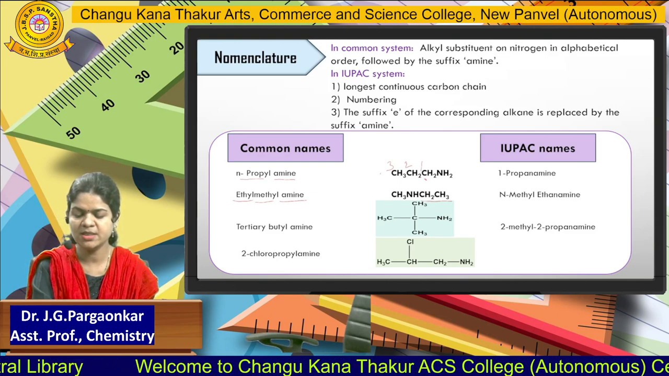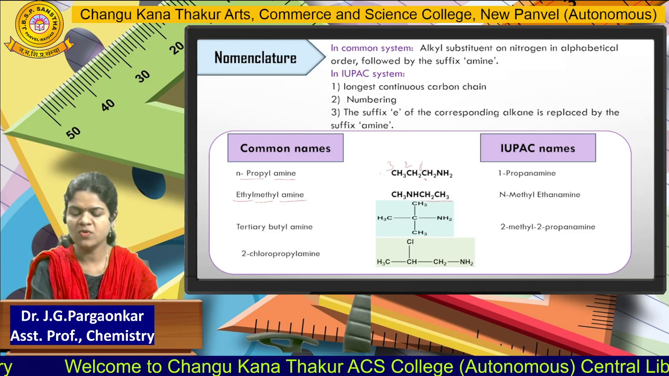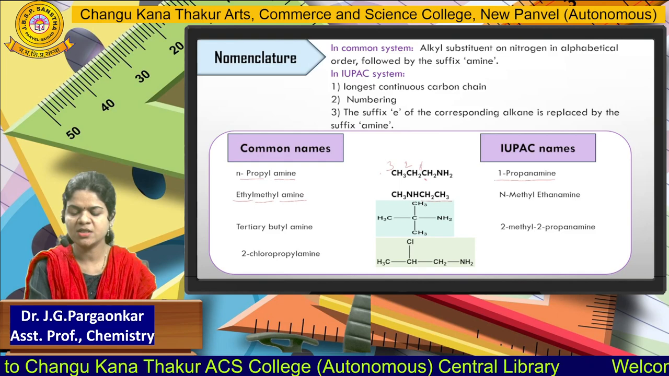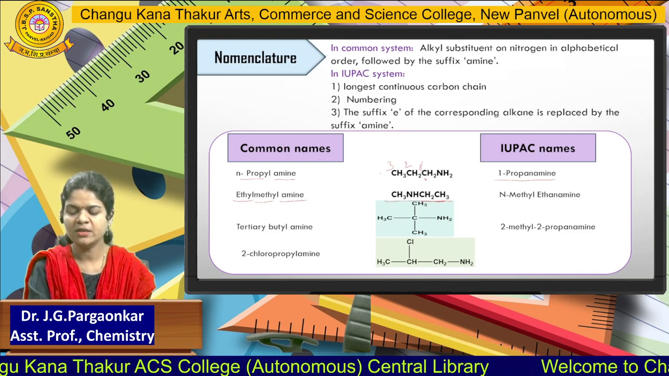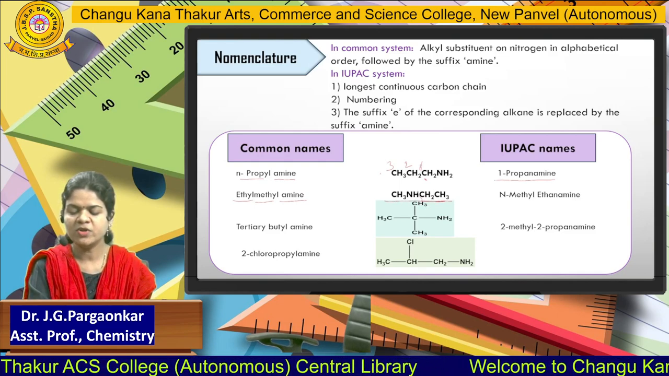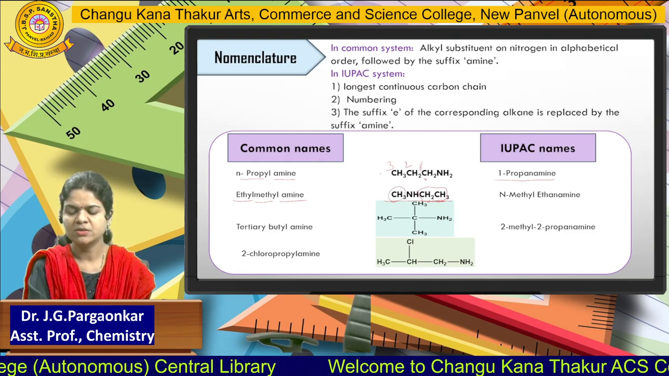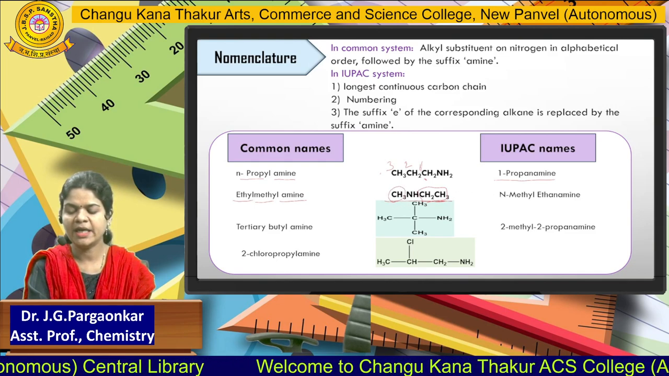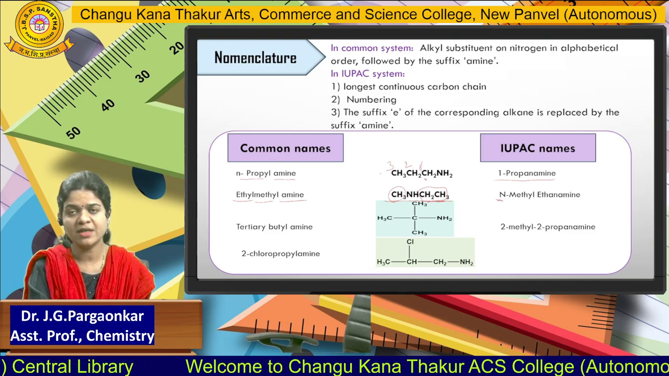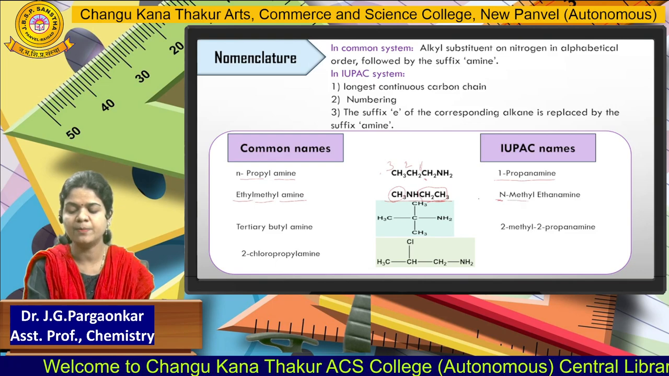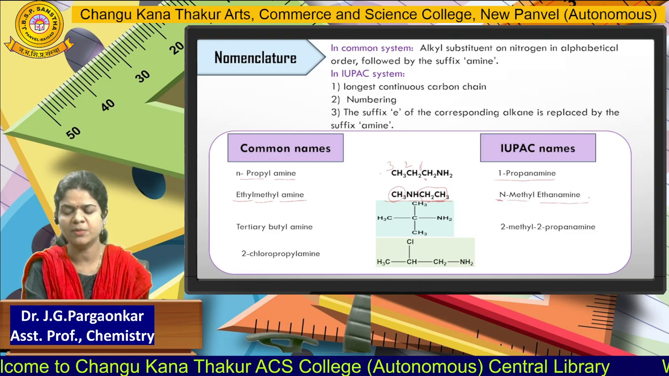So students, see here. So the name will be propanamine. In the case of this structure, what will that be? Actually, this will be the main substituent and this will be the smaller substituent. So the name will have N. I have written N, meaning a nitrogen substituent is there. So at the nitrogen atom, a methyl group is there and the parent hydrocarbon will be ethanamine.